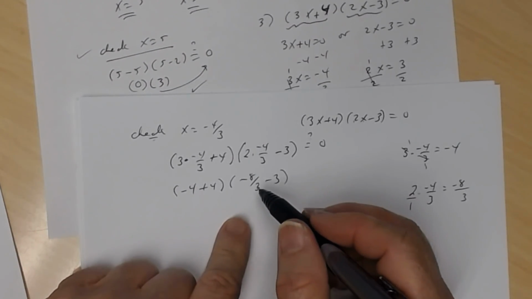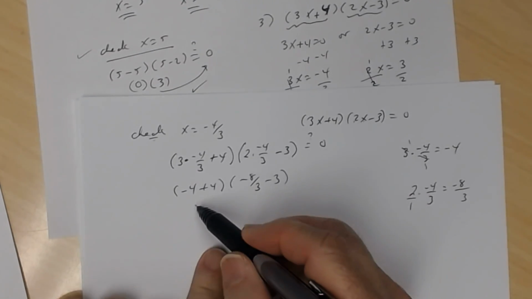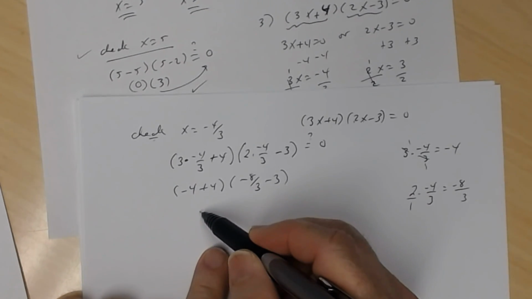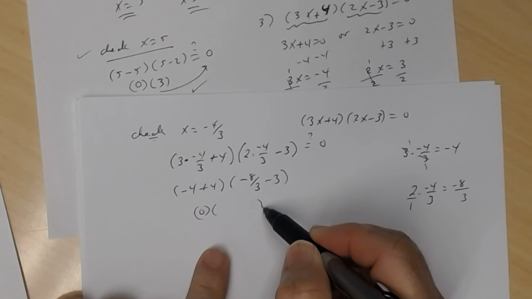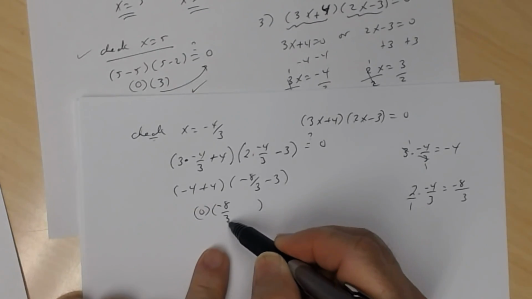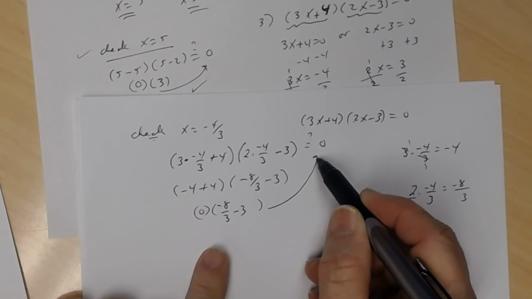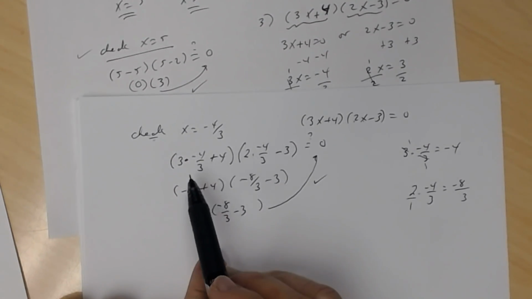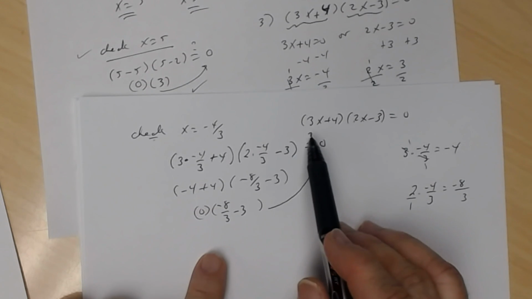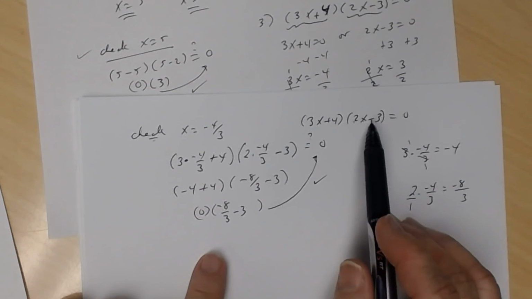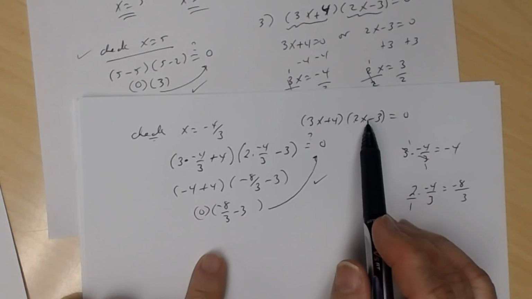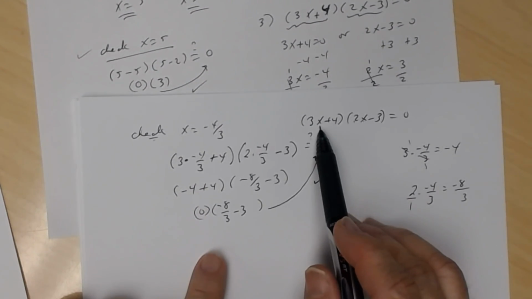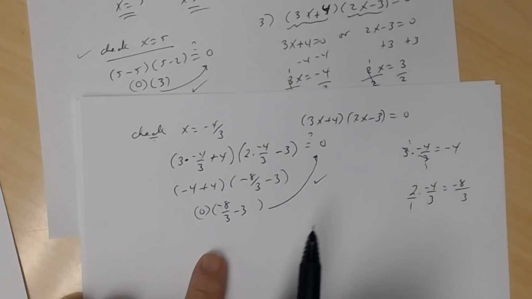Whatever this is, it doesn't matter, because the point is this: -4 plus 4 is 0, and 0 times whatever this is is equal to 0. So x equal to -4/3 is a solution. And the reason why it's a solution is because it makes this factor equal to 0. Whatever -4/3 makes this equal to, this is going to be 0, and 0 times whatever this is equals 0.